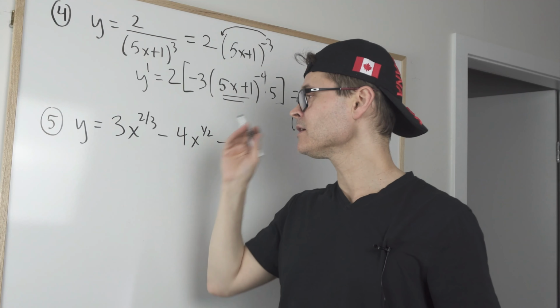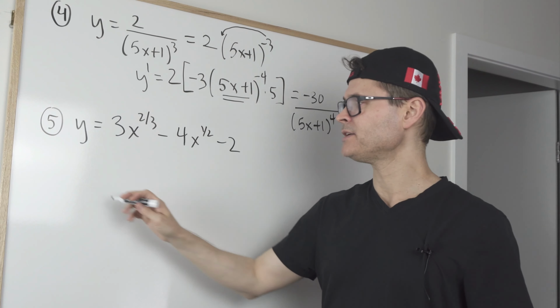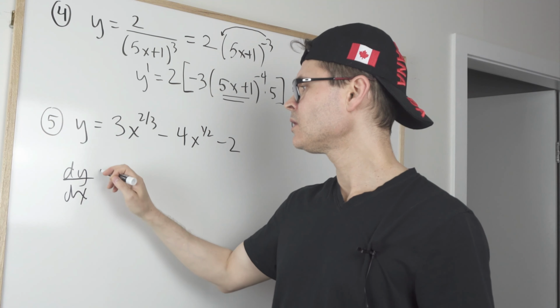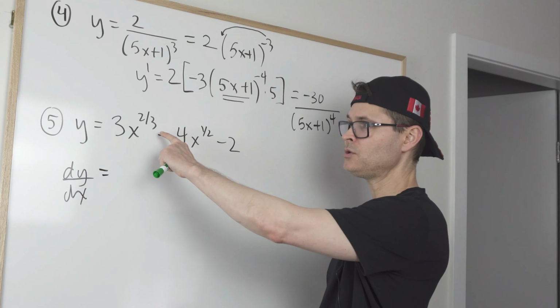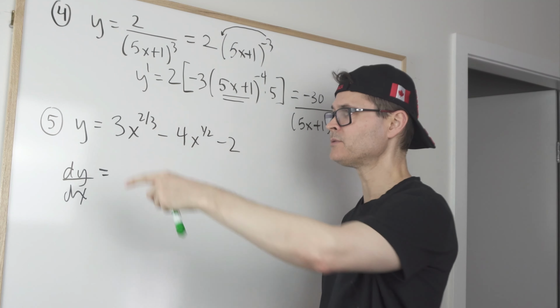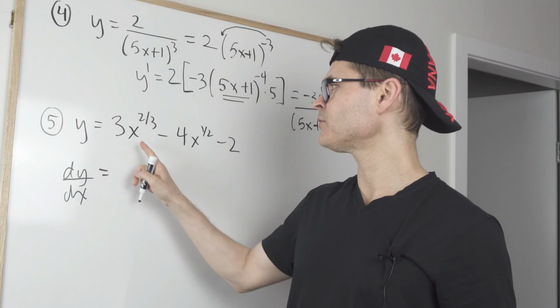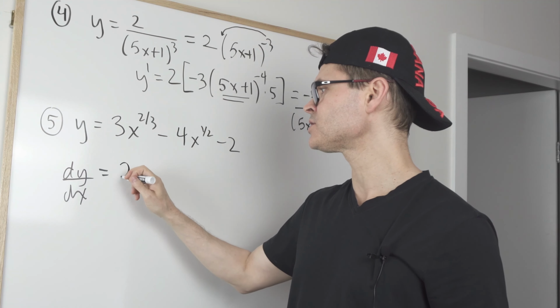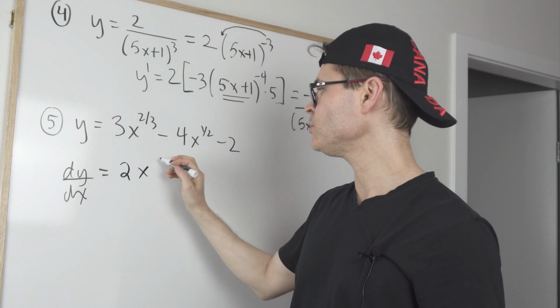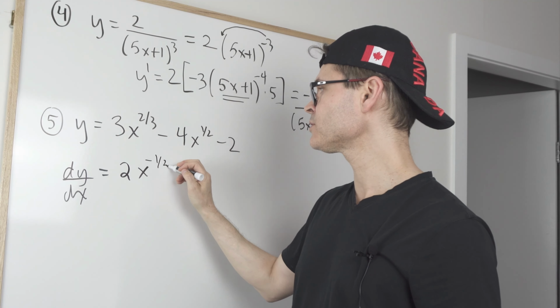And then this one here, we can take it term by term. So dy/dx is equivalent to, I'm just going to use the exponent rule here, the power rule, bring it downstairs. So bring it down front. So 3 times 2 over 3 is 2x. Subtract 1 from 2 over 3, which is going to be negative 1 over 3.